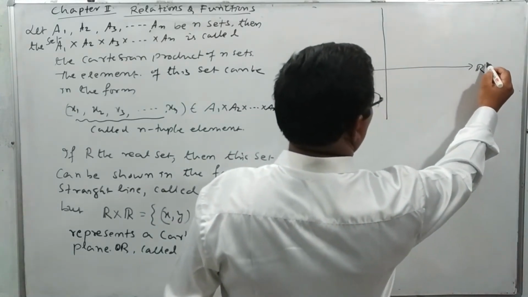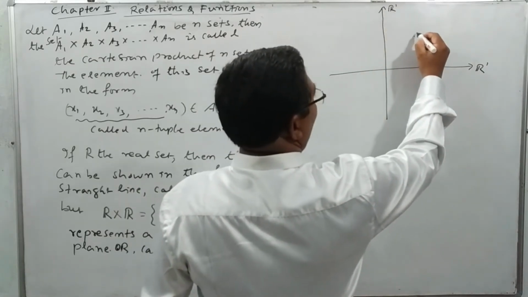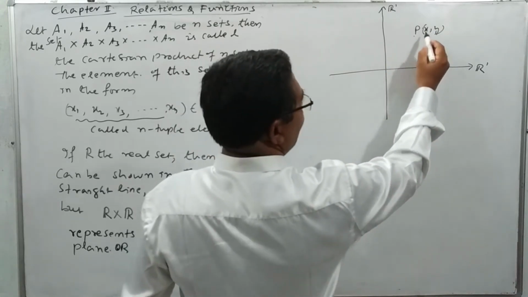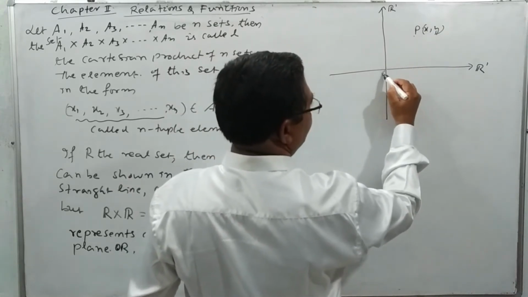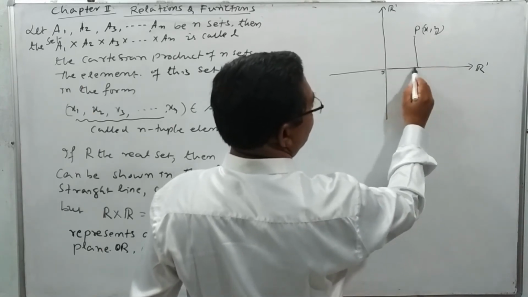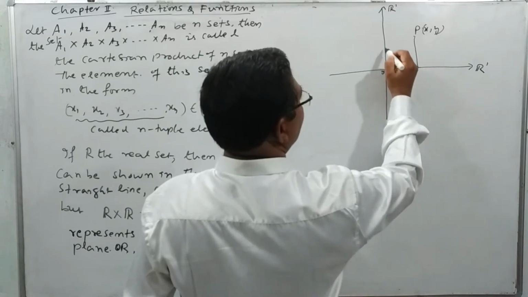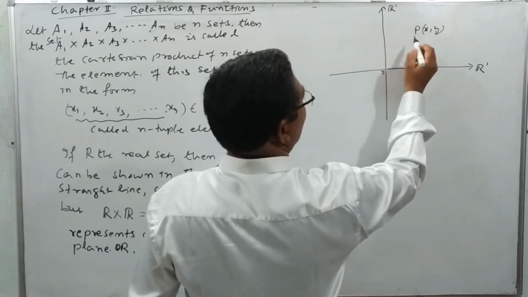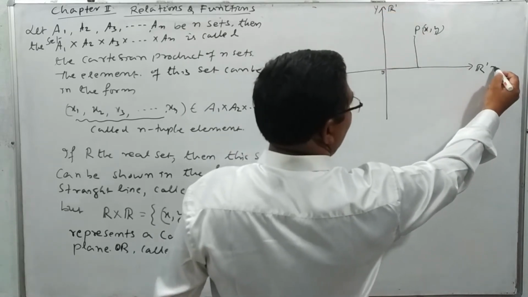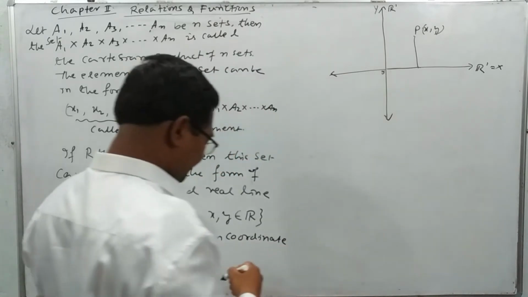It is my R1, it is my R1. My point P here, the element looks like (x, y). X can be measured from the origin. They are perpendicular to each other. Measure from the origin towards the x-axis, and y can be measured from the origin in a vertical manner, that is the y-axis. It is our x-axis, it is our y-axis in this form.